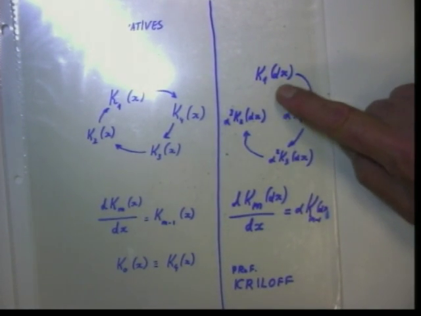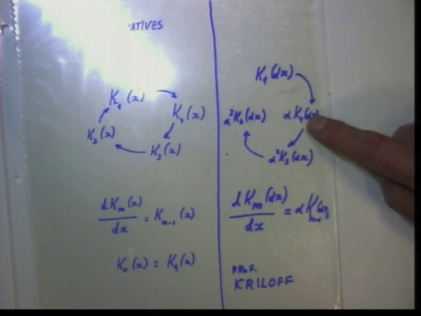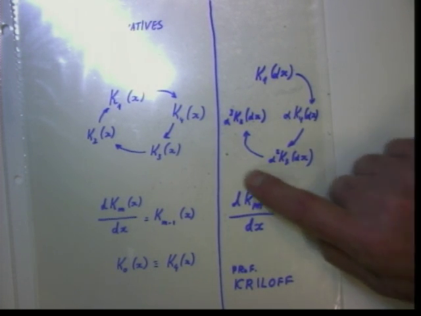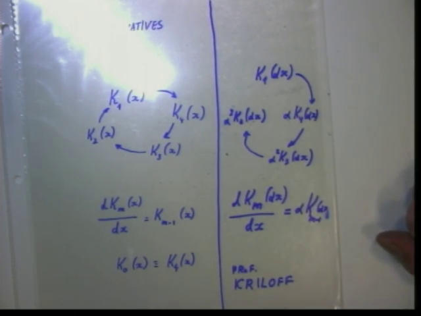If I have alpha, then k1's derivative is alpha k4. This derivative then is etc., etc. So Professor Krylov, whatever, that is how he introduced these functions. This will be very helpful to us, it seems to me.